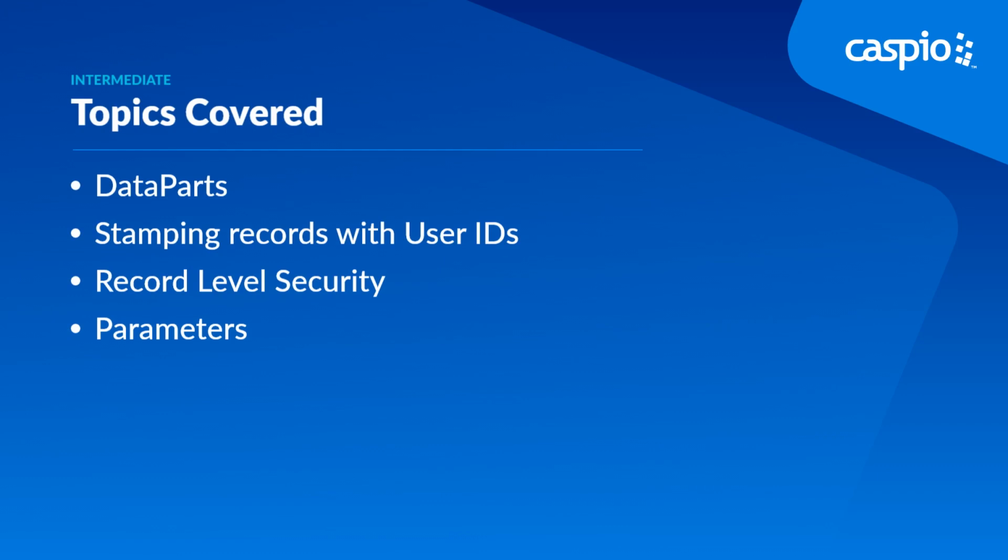In today's class, we will learn how to create all the data parts for our contact management system. This includes all the forms and reports where you learn how to filter data, resize data parts, and rearrange them to create the best layout experience for your application users. We will learn how to stamp records with user IDs, how record level security works with roles, and how to insert parameters in different data parts.